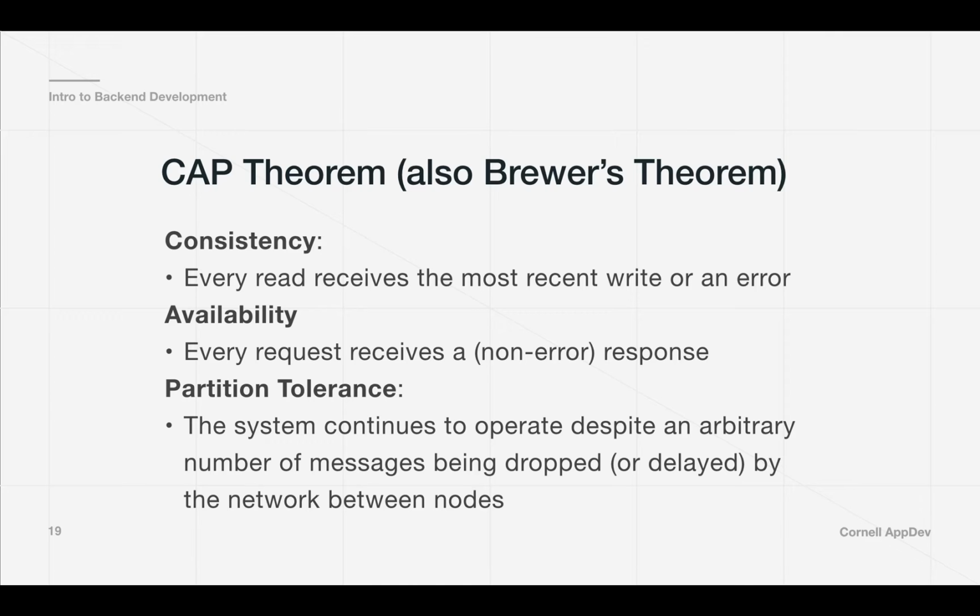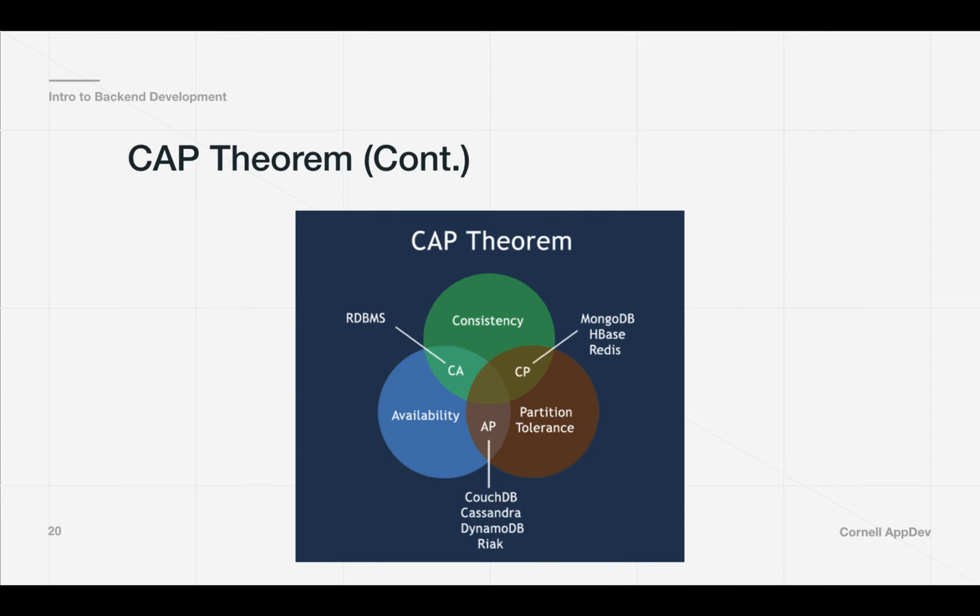Okay, great. And then there's this sort of helpful or not helpful diagram. Basically the theorem states that NoSQL databases, or distributed databases in general, can only satisfy two out of those three things.